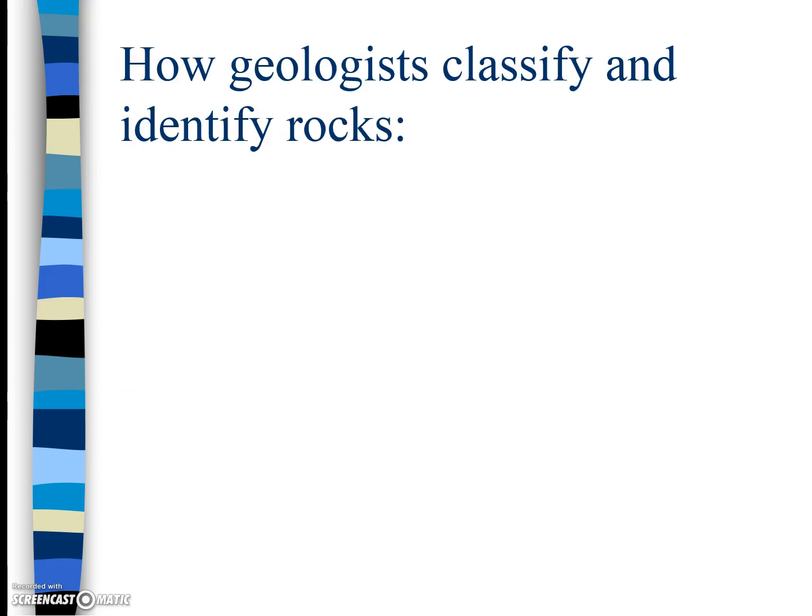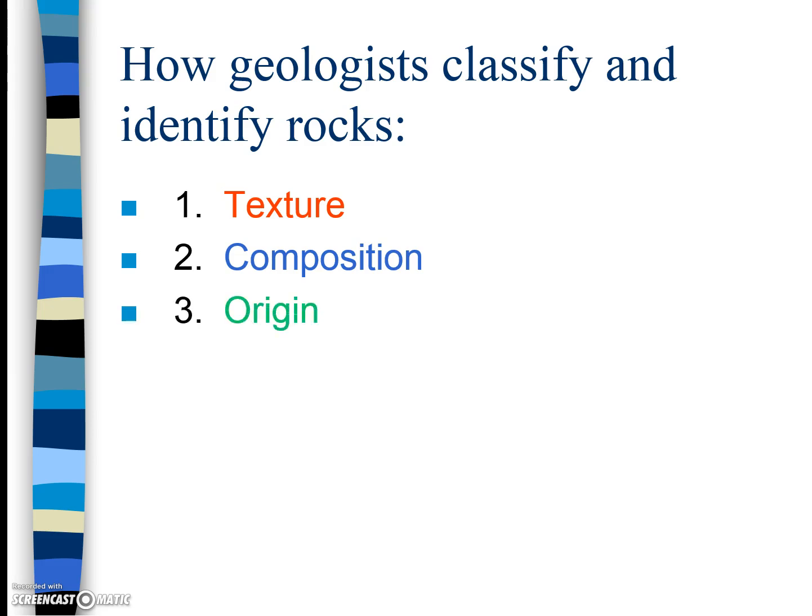How geologists classify and identify rocks, and how you are going to be doing this as well, are three main things. The first one is texture. So this is different than identifying minerals. We're not going to be looking at streak plates. We're not going to be looking at luster. We're going to be looking at three main things, which are texture, composition, so what it's made up of, and origin, or where it came from. So three main things, very, very important, and that's how we classify and identify rocks.